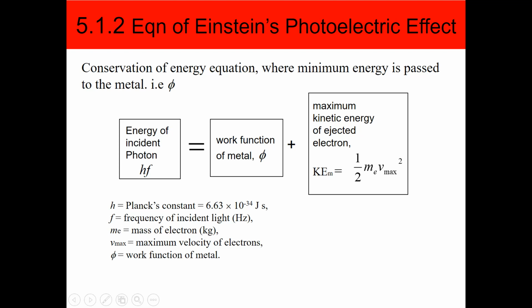The work function of the metal, if they didn't give you the work function of the metal, they can give you hf naught, the threshold frequency of the light, times h, or they can give you hc over lambda naught for work function. So actually there are three things here. For the maximum Ke of the electron, either they give you half m v max squared, or they can give you the charge of electron e multiplied by Vs, a stopping potential that you measure.